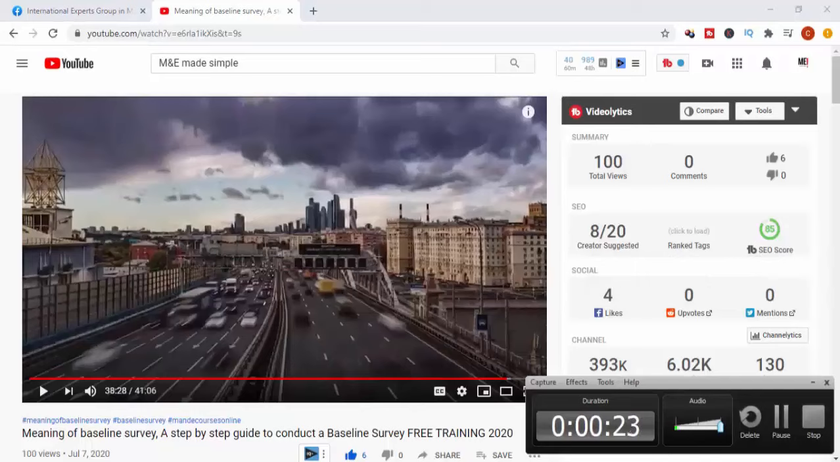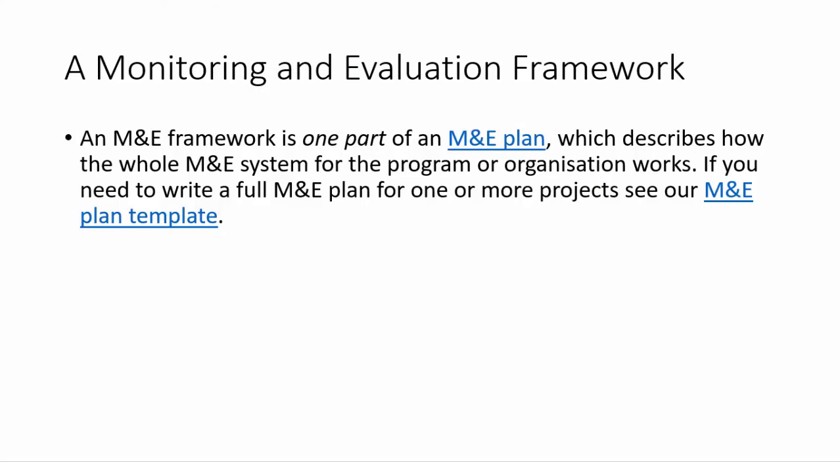So what is a monitoring and evaluation framework? One thing I want to tell you is there's usually a confusion between an M&E plan, framework, and system. These are totally different things. The M&E system is the whole thing. It's everything related to monitoring and evaluation in an organization. But below that system is the plan, and below the plan is the M&E framework. What the framework does is give you an overall summary of exactly how the system works.